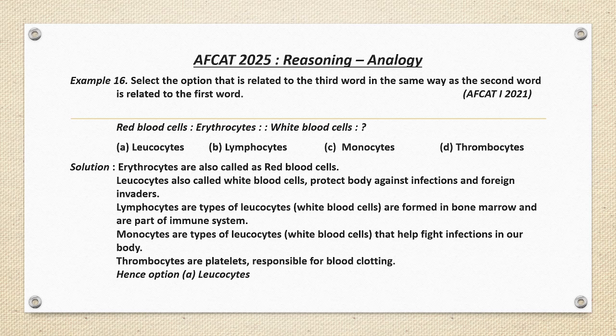Erythrocytes are also called red blood cells. Okay. Anyway, that is the given. Right? So, what is the relation? What are the different names given to the same thing? Right? So, that relation we have to find out. Option A, leukocytes are also called white blood cells, right? And these leukocytes or white blood cells, they protect the body against infections and foreign invaders. Then option B, lymphocytes. Lymphocytes are types of leukocytes, right? White blood cells, right? And formed in bone marrow.